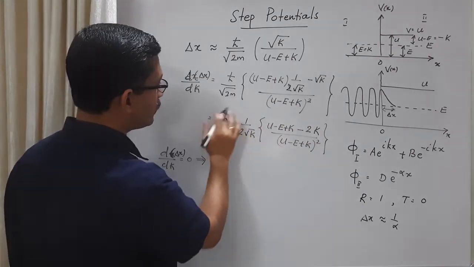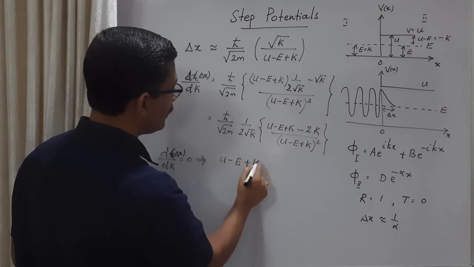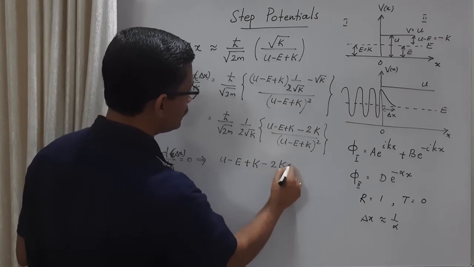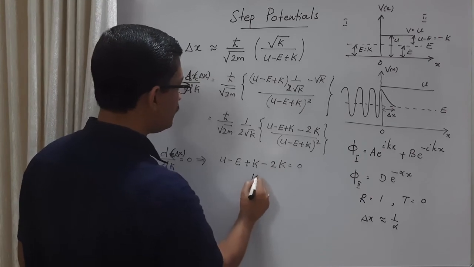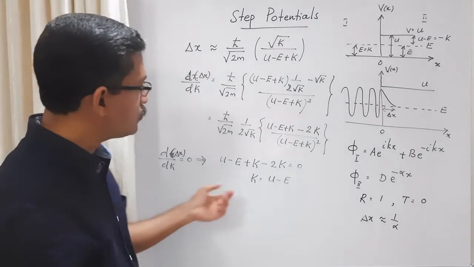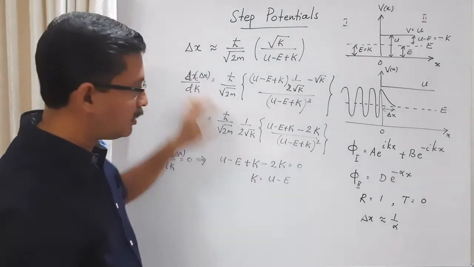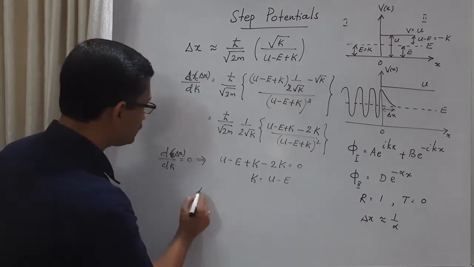Numerator goes to 0. This is a constant. So what you have is u minus e plus k minus 2k is equal to 0. So what you have is k is equal to u minus e. So for this value of k, delta x will be maximum. So let us find the maximum value of delta x.